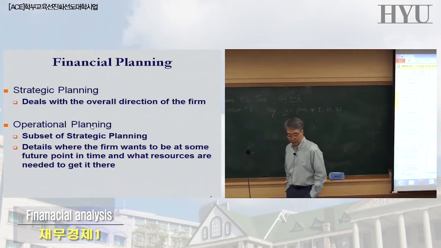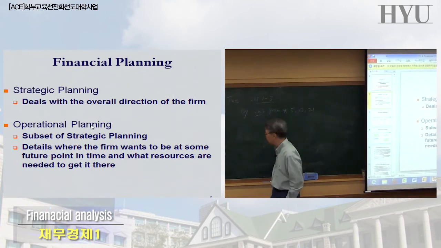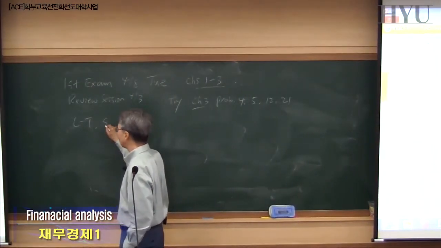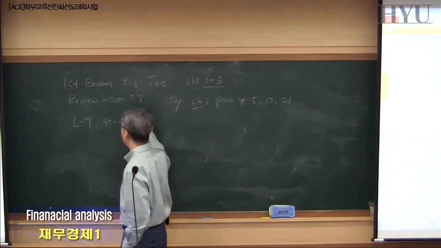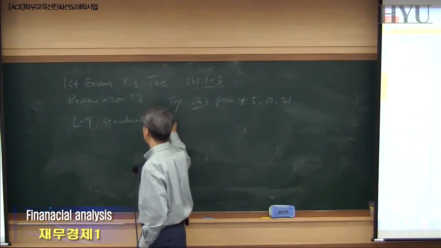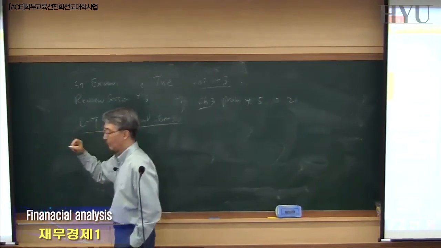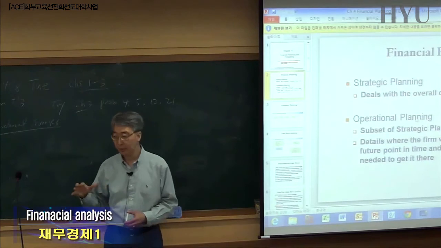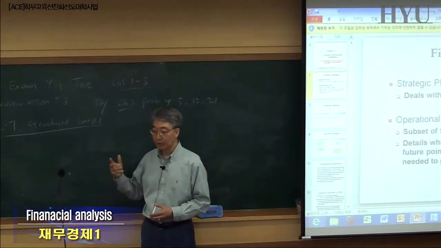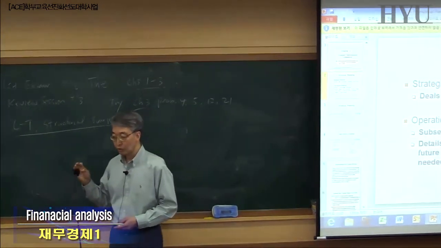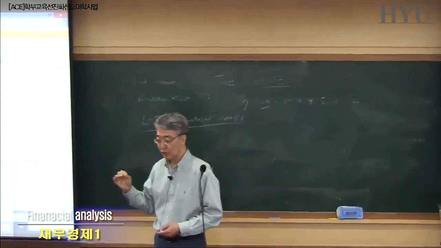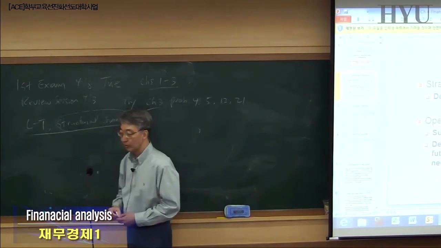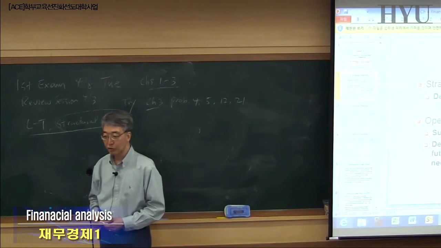Okay? And strategic planning involves more of long-term changes and also structural changes. Okay. If you've taken principles of economics, you probably learned that there are three different types of unemployment: cyclical unemployment, structural unemployment, and frictional unemployment, something like that, right? So just like that definition, the structural changes imply some significant changes in the structure of the economy.